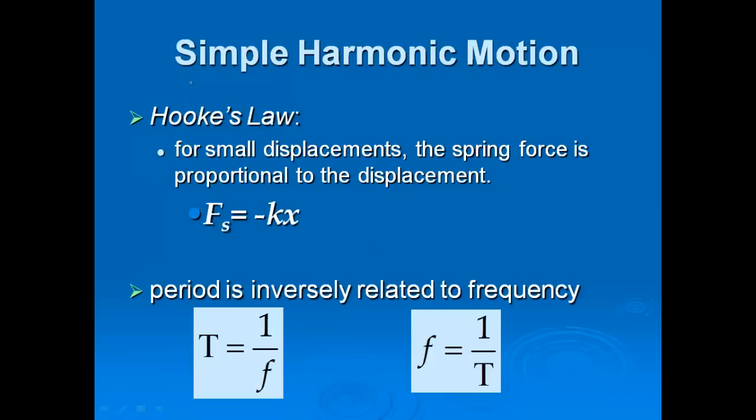The first law we're going to talk about is Hooke's law, and it's a spring force. For small displacements, the spring force is proportional to the displacement, and the period is inversely related to the frequency, and so there are the formulas for it. If you remember, k looks kind of familiar. We've used k before as a spring constant, and so you know that the spring force is always going to go opposite the displacement, and so that's why that negative sign is there.